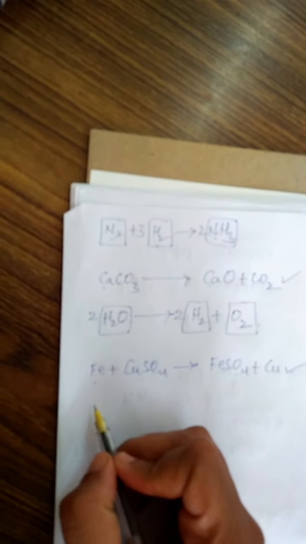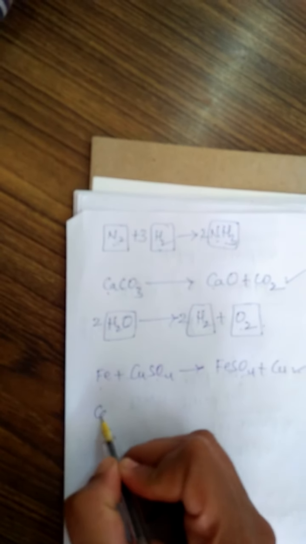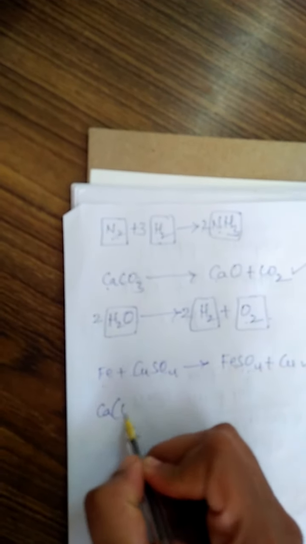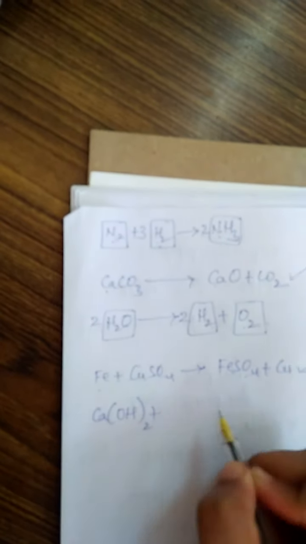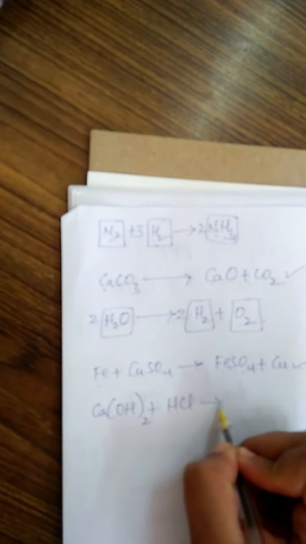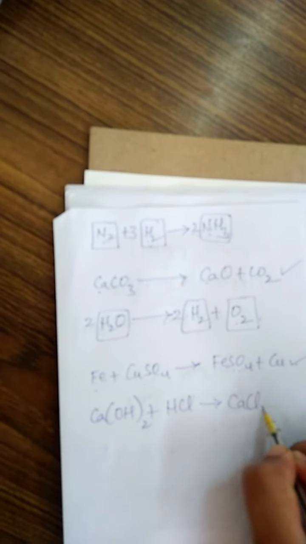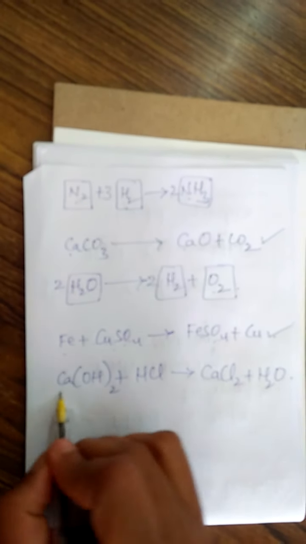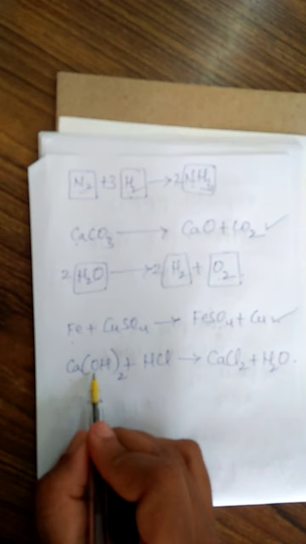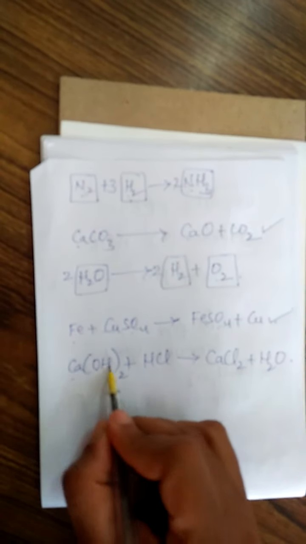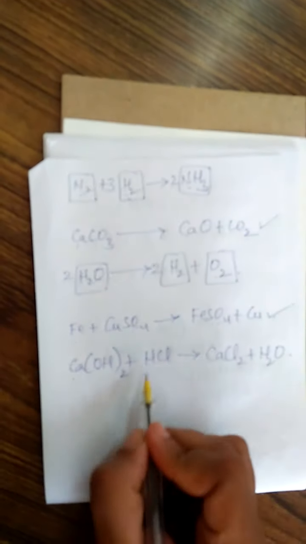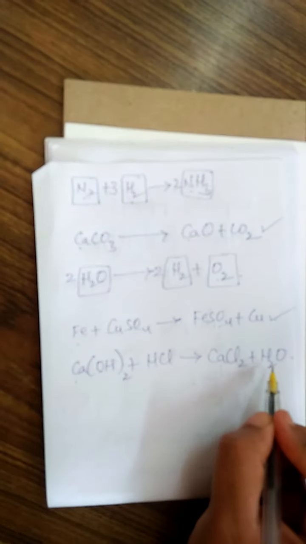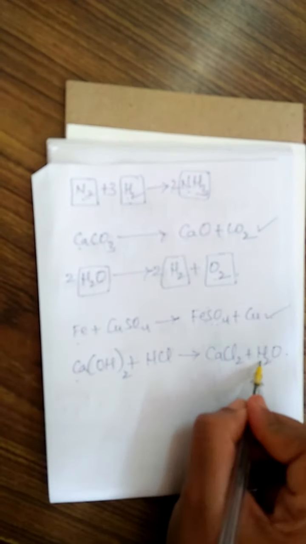Here I am taking one chemical equation, that is calcium hydroxide reacting with hydrochloric acid to form calcium chloride and water. Now, how to balance this equation? Just observe here, calcium atoms we have only one, but oxygens how many are there? Here 2. Here hydrogens also 2, and here hydrogens how many? Only 1. 1 plus 2, 3, but here only 2.